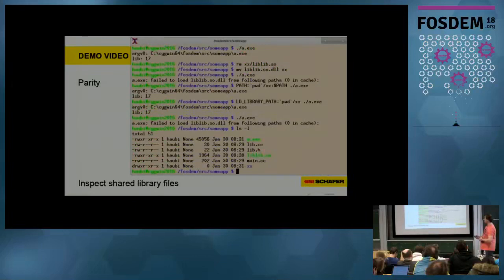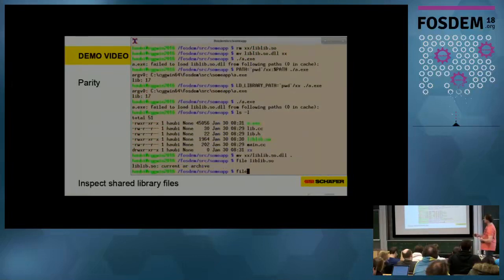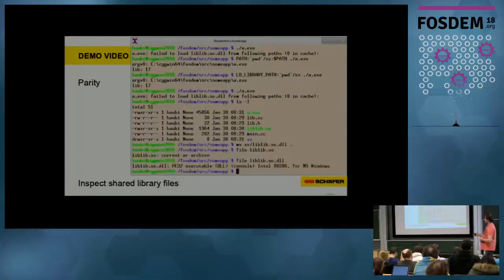Let's have a look at the files created so far again. The lib.so actually is the import library. This is quite similar to an archive file in Cygwin. This is the Cygwin file command, which just knows about archive files, while the DLL file actually is the Windows DLL.